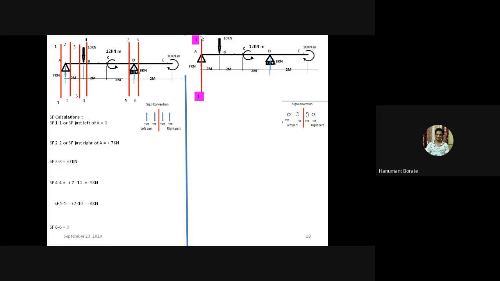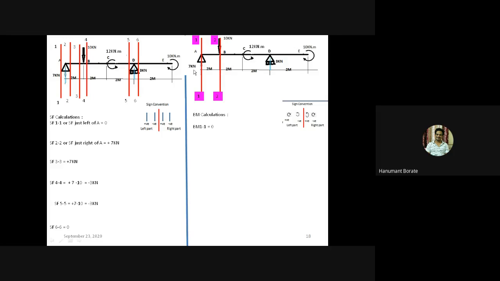Please keep in mind this sign convention rule. This section 1 divides the beam. Now the beam part goes in the right section. In the left section there is no beam part. So bending moment at section 1 equals 0. Okay. Now we'll take section 2 at the next vertical load. Section 2. Now forget about section 1.